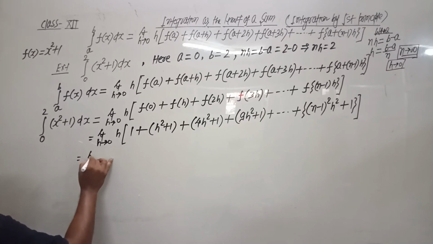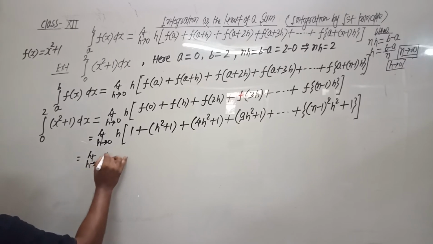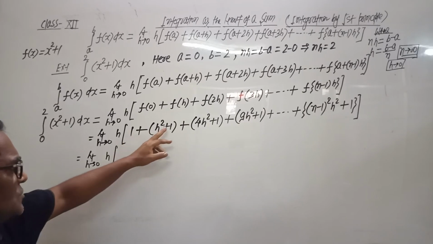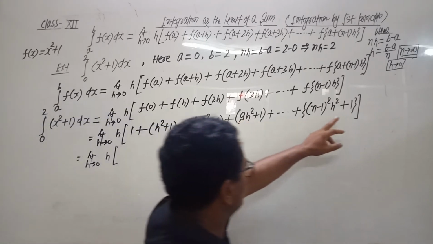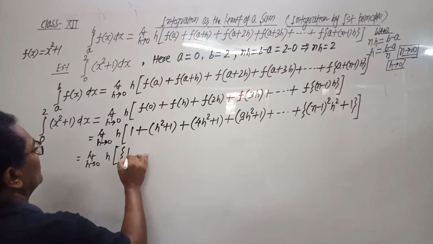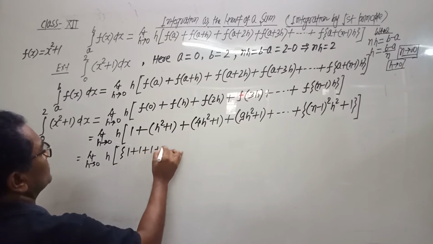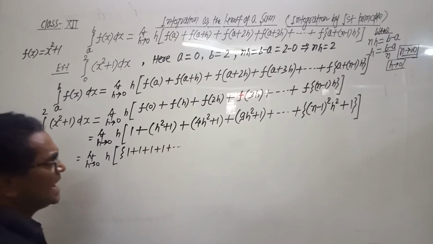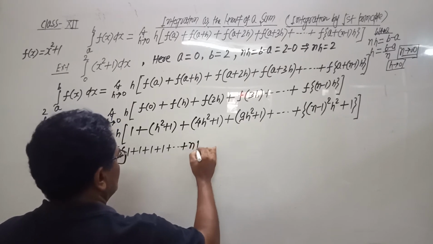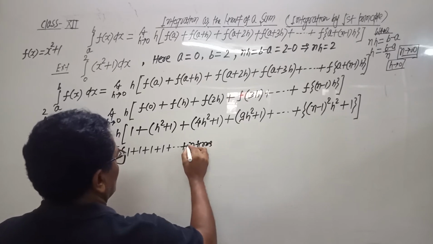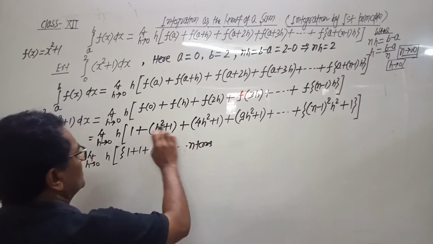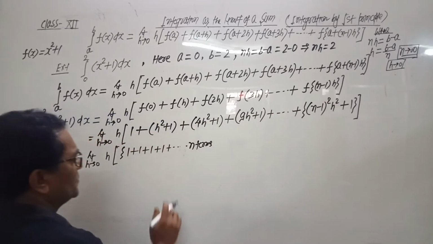So now limit h tends to 0, h. From these terms, we separate 1 plus 1 plus 1 plus 1 up to n terms.